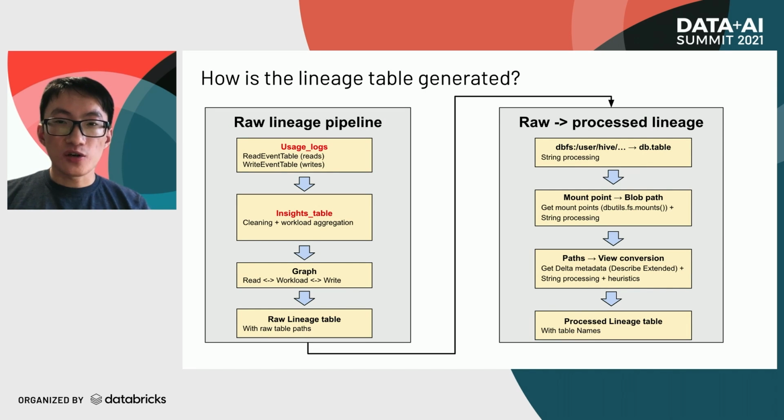This slide shows the details of how we generate the lineage table. The usage log acts as the ultimate truth for all our lineage information. It contains two main tables, the read event table and the write event table. Their names pretty much explain everything. We need to combine them with the inside table as well, since the latter one contains the necessary mapping from pseudo ID to real name.